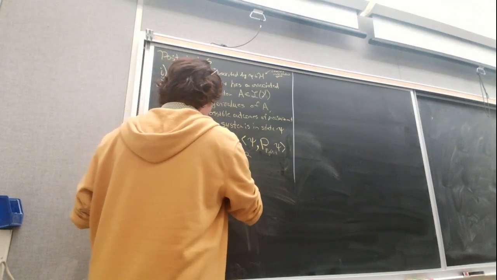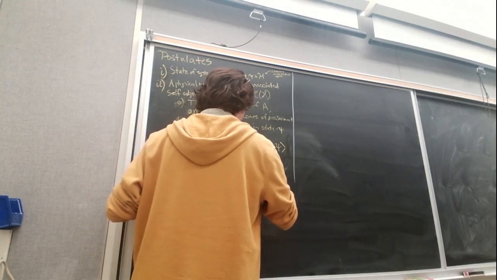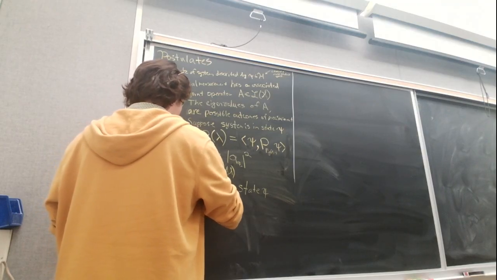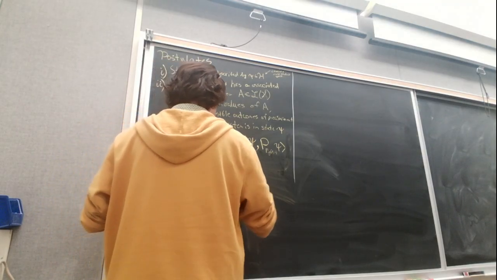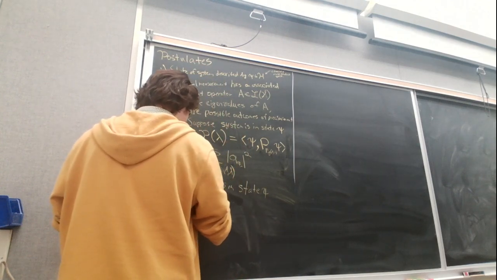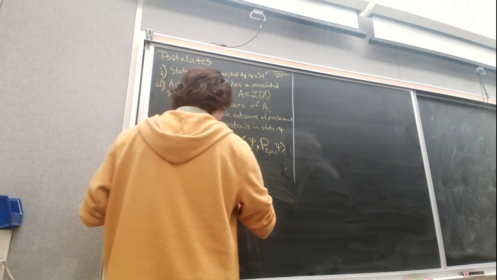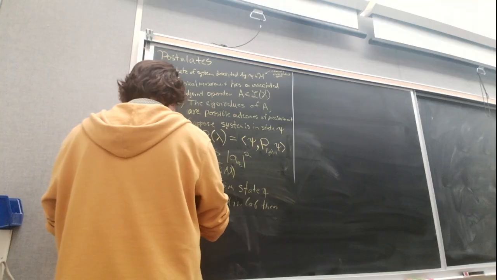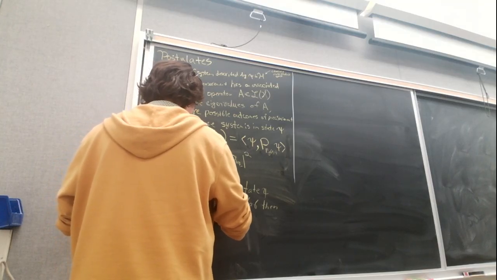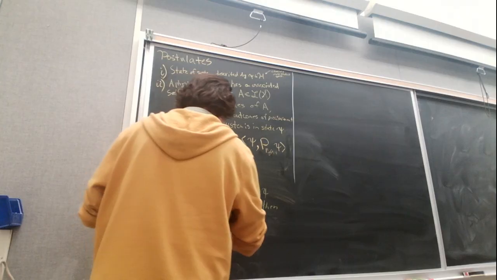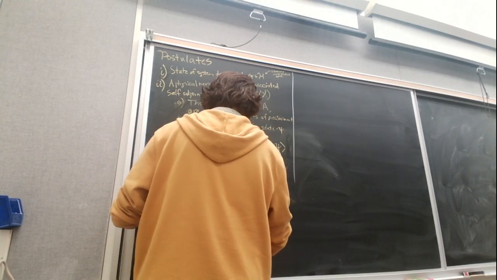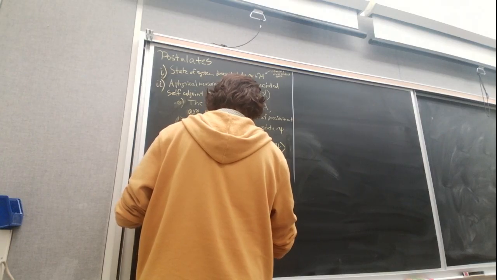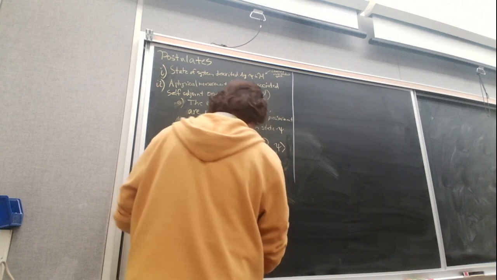Right, and then I had part C: if the system is in a state psi and lambda is observed in the lab, then the state collapses: psi goes to the projection onto the eigensubspace A lambda applied to psi, divided by its own length.